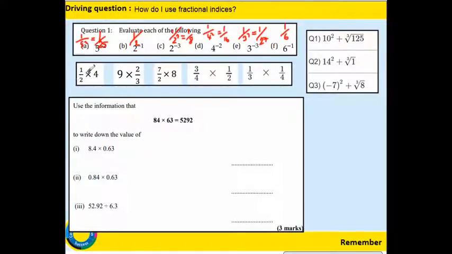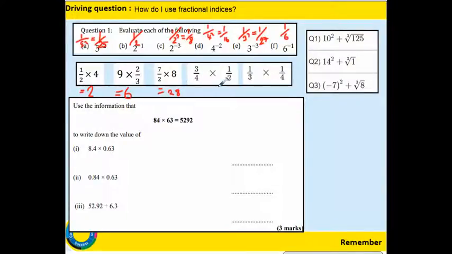Okay, on the line below, 1 half multiplied by 4. Well, 1 half of 4 is 2. 9 multiplied by 2/3, or in other words, 2/3 of 9. To find a fraction of an amount, you take the number, divide by the denominator, and multiply by the numerator. 9 divided by 3 is 3, multiplied by 2 is 6. 2/3 of 9 is 6. 7 halves of 8. 8 divided by 2 is 4, multiplied by 7, 28.